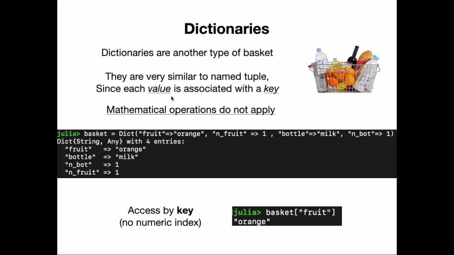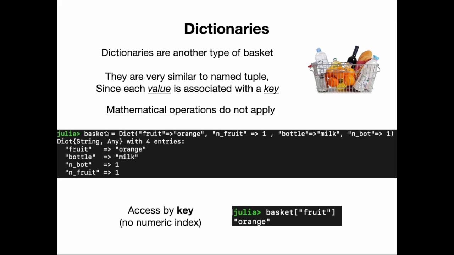Now another very popular type, which we will also use in the lecture, are the dictionaries. Dictionaries are yet another type of basket. We can represent the same thing using a dictionary. They're very similar to the named tuple we just mentioned, because we will have values which are associated with a key. And once again, since data types can be heterogeneous, we will not apply mathematical operations to dictionaries.